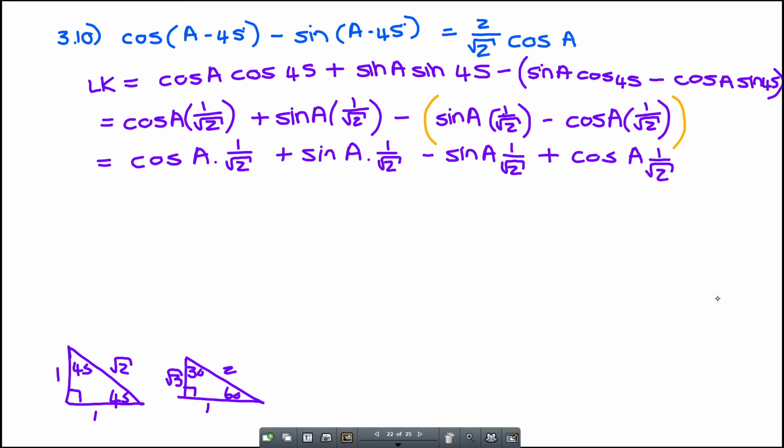Okay, now look for like terms. So I have got cos A, 1 over 2, cos A, 1 over square root 2. Nee, so dit gaan raak 2. Nee, net daai wegvat. So this will become 2 square root 2.